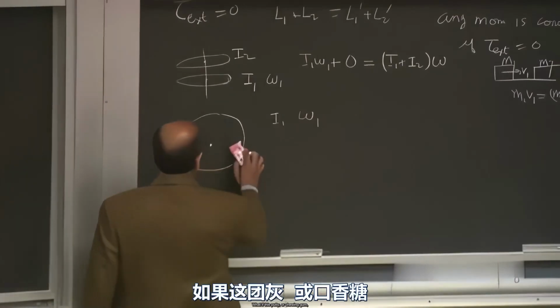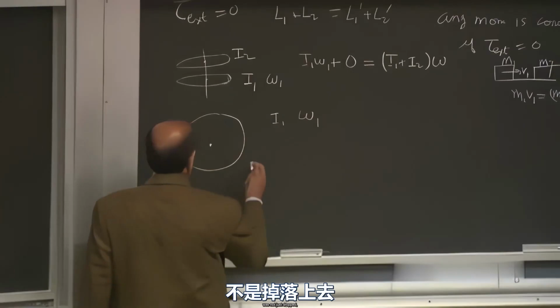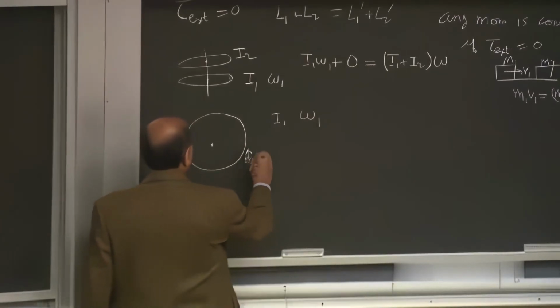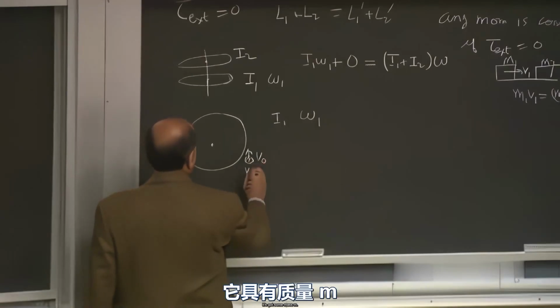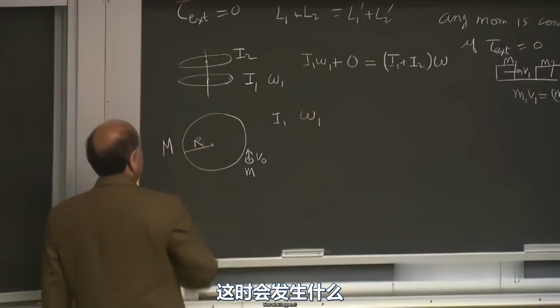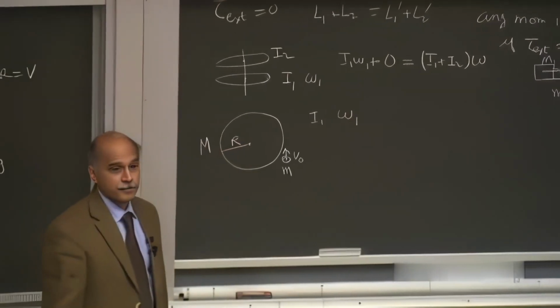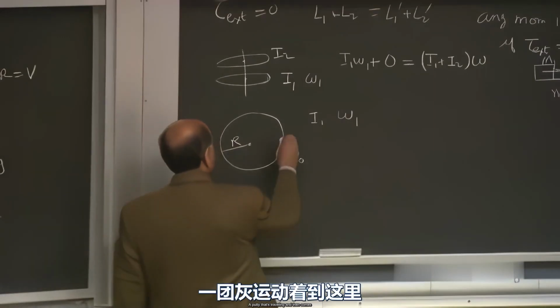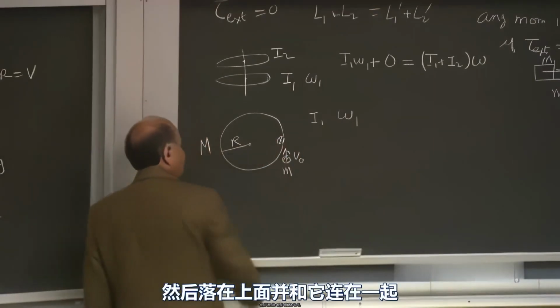What if this putty or chewing gum was not just dropped but shot from the side like this with some speed v0? It's got some mass m. This guy is radius r, big M. Now what happens? This is something that may not be obvious to you. A putty that's traveling and then comes and lands and sticks to it.